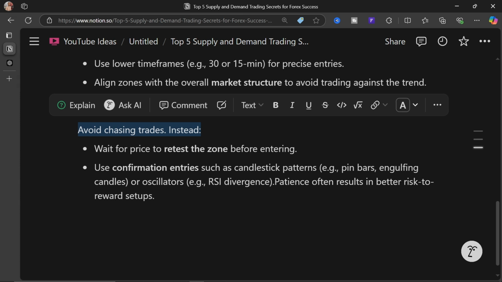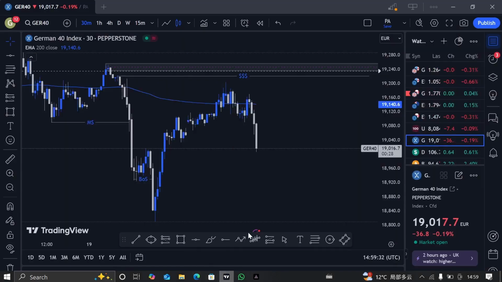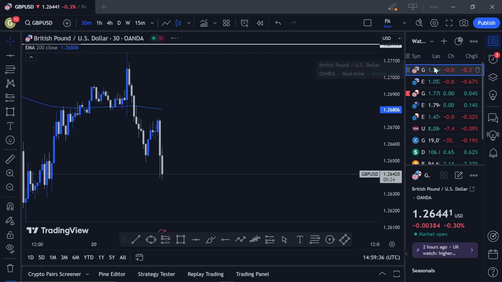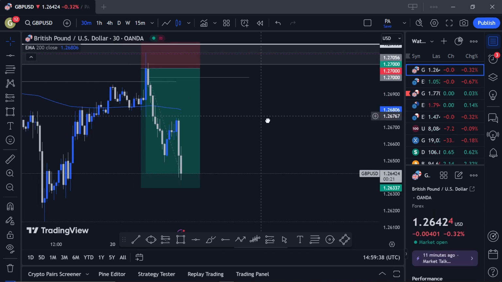Once the market comes to my level and does not break it, I wait for a candle to close outside the level in the direction I want to trade. Then I take the trade. So now let me break this down for you as well. For example, this is a trade I took. That is basically what I'm going to use as an example for the whole video.